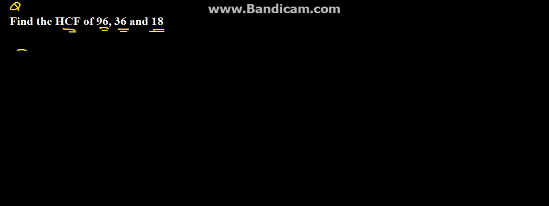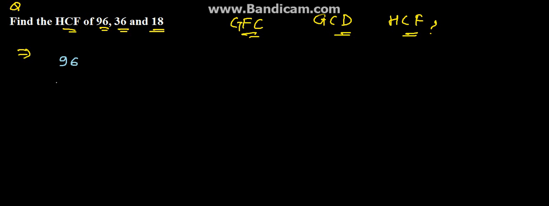So here we need to find the HCF of these three numbers. HCF stands for highest common factor, or we can call it GCF also, that is greatest common factor. Then we have another name, GCD, that is greatest common divisor, and we have HCF, that is highest common factor. So any of these terms can be used in the question, and you need to understand that they have asked you to find HCF. So here we have been given the numbers 96, 36 and 18.